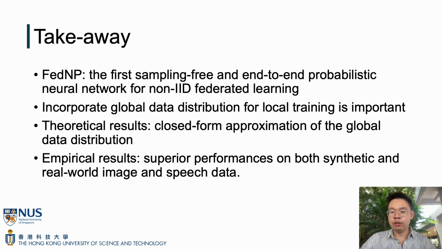Finally, here are a few takeaway points. We propose FedNP, which is the first sampling-free and end-to-end probabilistic neural network for non-IID federated learning. We find that it's essential to incorporate the global data distribution for local training. And we overcome the technical challenge of applying EP to federated learning by first reformulating the posteriors into a special form and then deriving a closed form approximation of the global data distribution. We also obtain superior performance on both synthetic and real-world image and speech data compared to several state-of-the-art federated learning algorithms. Thank you.